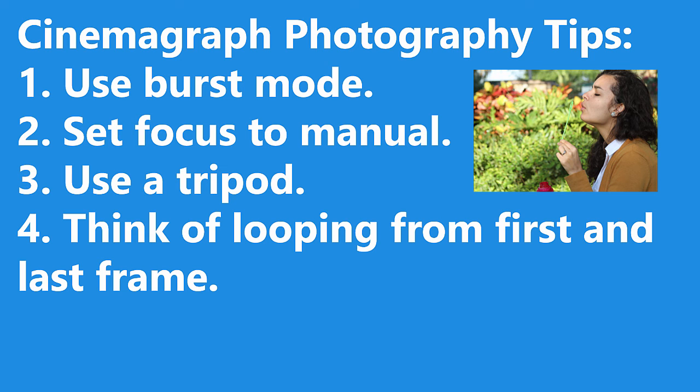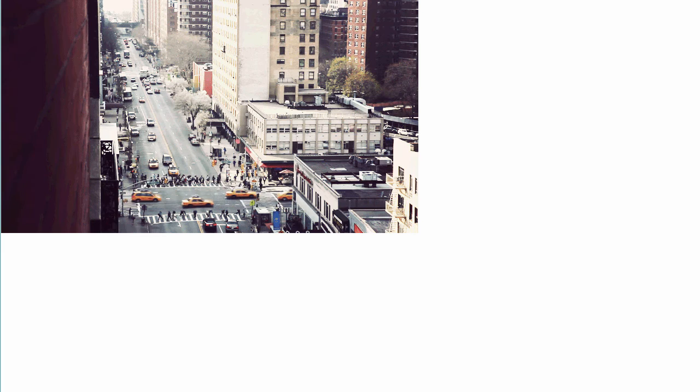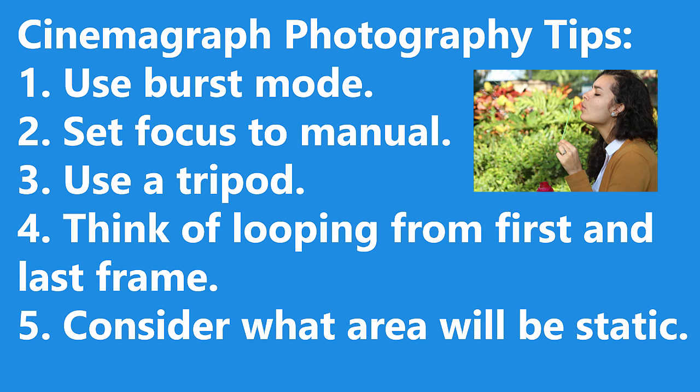For example, in this one, he's got the newspaper closed and open, and then it loops back to the beginning where it's open, then closed again. Or this one here, same thing. And in this one, the taxi doesn't just stop in the middle and then go back over here. It goes to the right off camera, and then it comes back from the left off camera. And then finally, you also want to think about an area that's going to be moving and not moving. So this area is the only part that moves on here.